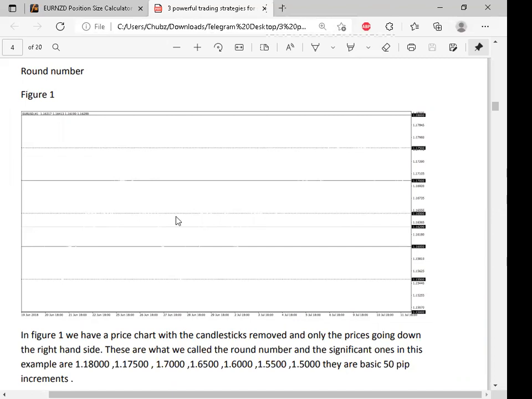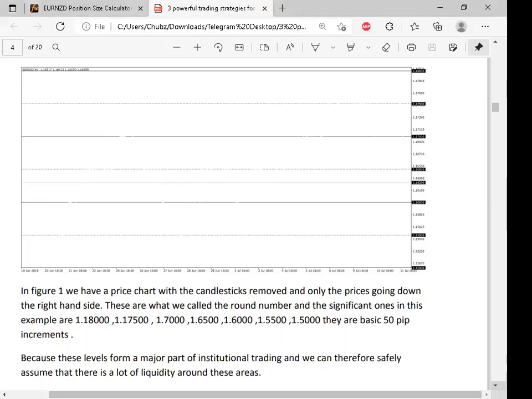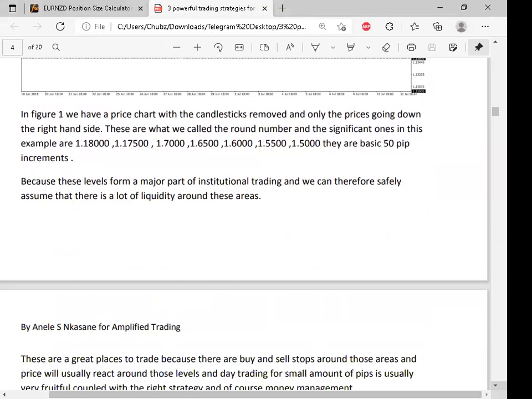We tend to look for those particular trading areas because that's where the liquidity is going to lie. Typically, the liquidity is going to be easily observable around these levels. I mean, there could be liquidity at a number just in between there, but you basically have an indicator that draws a straight line of the entry points where you can actually enter the trade. I think that makes things so much easier. Now, as I said, because these levels form a major part of institutional trading, we can therefore safely assume that there's a lot of liquidity around these areas.